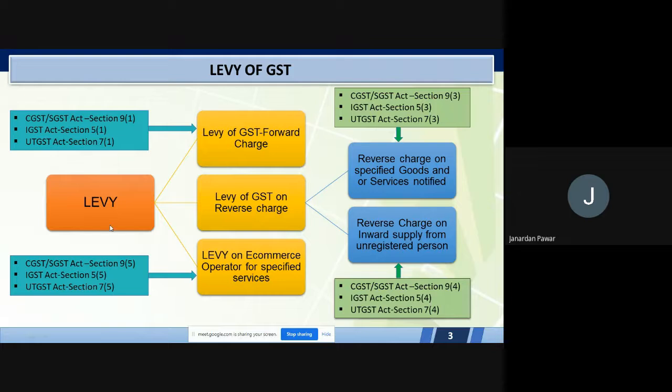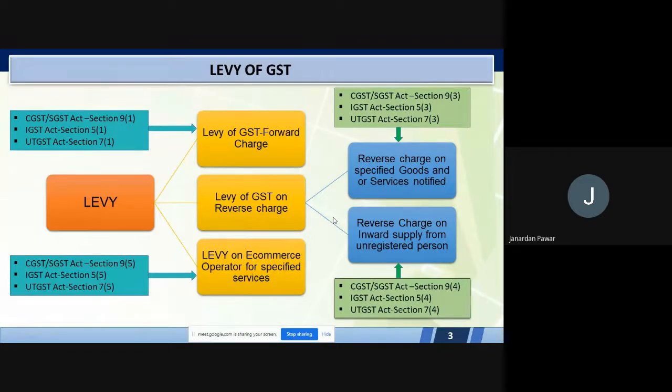Here you can see the things I would like to tell you about the levy, given in brown color, so that you can see what we can levy. We can levy GST, a levy of GST for charge. There are different methods of charging or levy of GST: levy of GST through forward charge, levy of GST on reverse charge, and levy on e-commerce operators for specified services. From that we can understand.